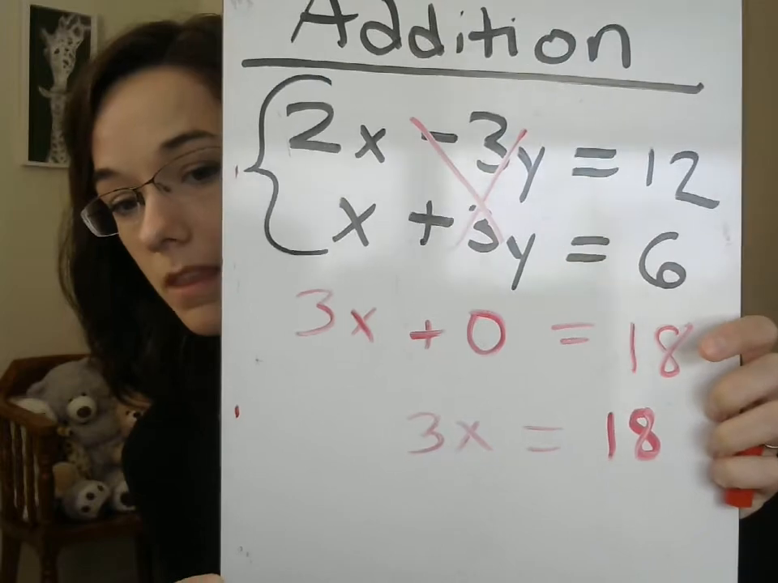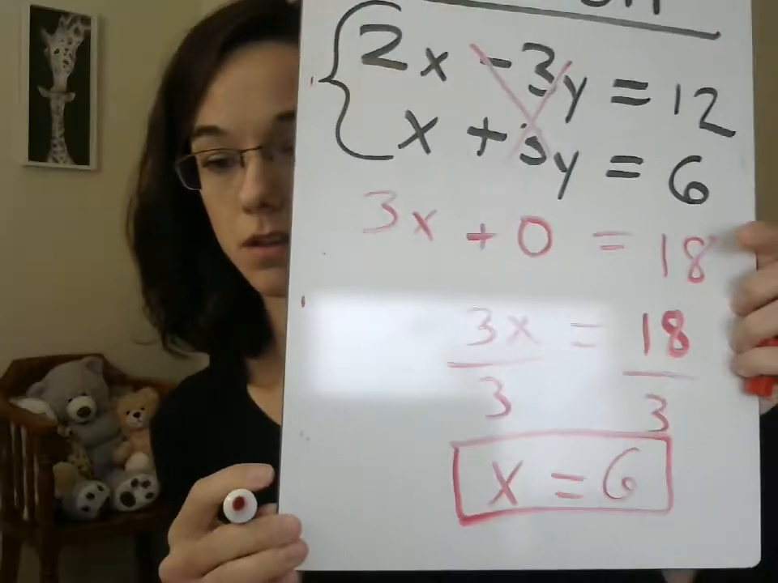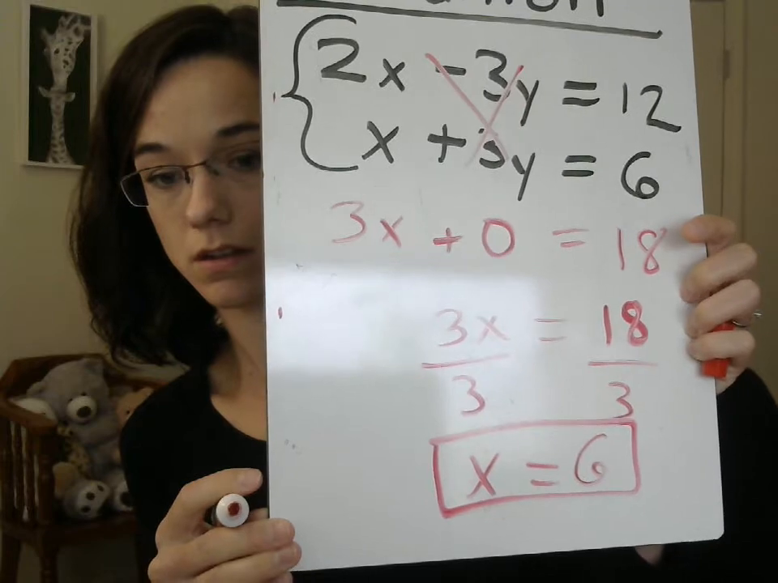Oh, wrong way. You can divide both sides by 3 to get x equals 6. Just take a minute and write that one down on your end. x equals 6. You're going to take that 6 and plug it into your first equation to solve for y, because you now know one variable.